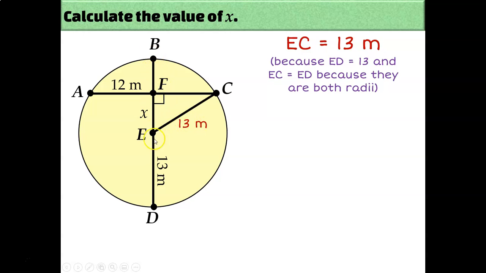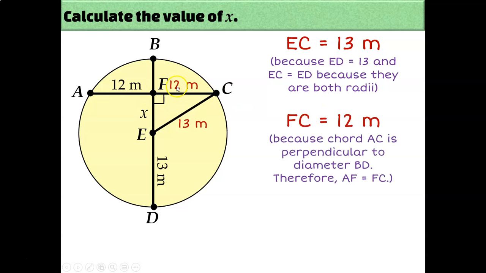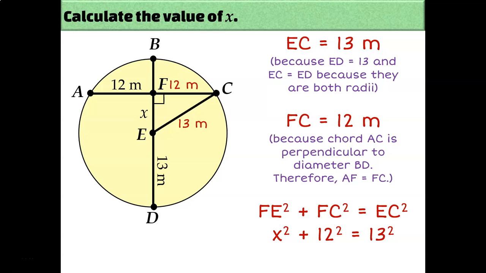I also see that diameter BD is perpendicular to chord AC, and we learned that if a diameter is perpendicular to a chord, then the diameter bisects the chord. In other words, FC must be 12 meters because AF was 12 meters. So now I can use the Pythagorean theorem to calculate X. 12 squared plus X squared is equal to 13 squared, which means X must be 5 meters.